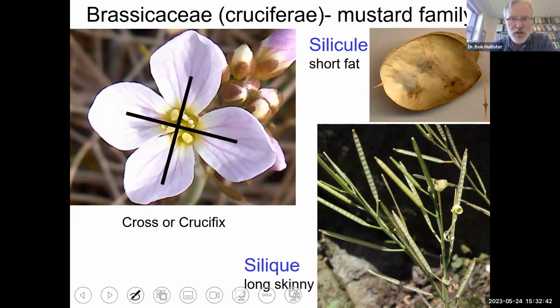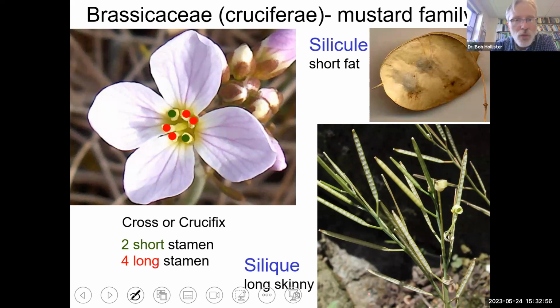The old name was the crucifers, based off the X or the cross. A lot of botanists were monks and stuff, so the crucifix. Then we've got your 4 taller stamen, 2 shorter. It's kind of hard to tell in this picture that they're taller and shorter, but if you're looking from the side, you'd see that really easily. And then you've got silicule or silique. I usually just use silique, but technically a silicule would be a short, fat one, whereas a silique is long and skinny. There's a lot of in-betweens.